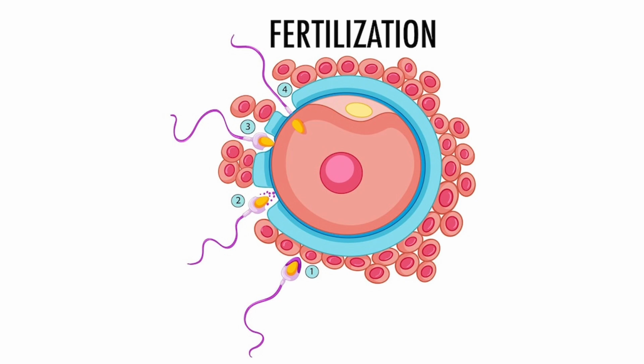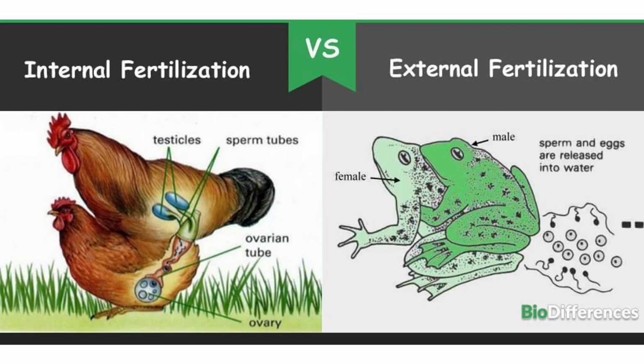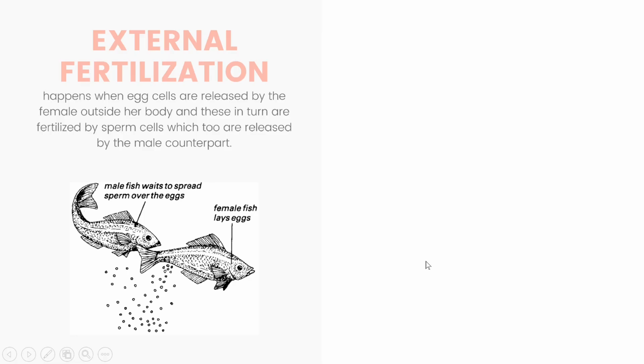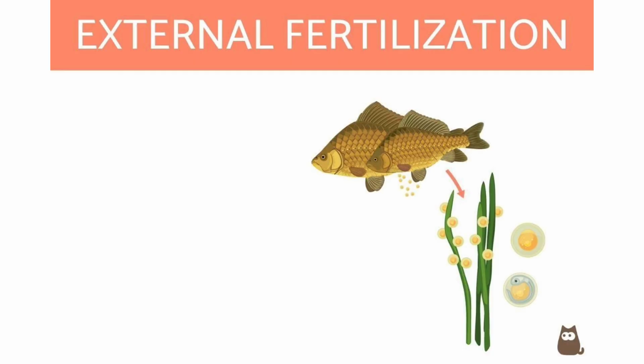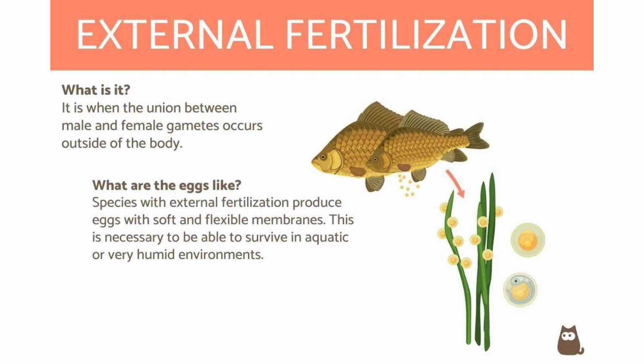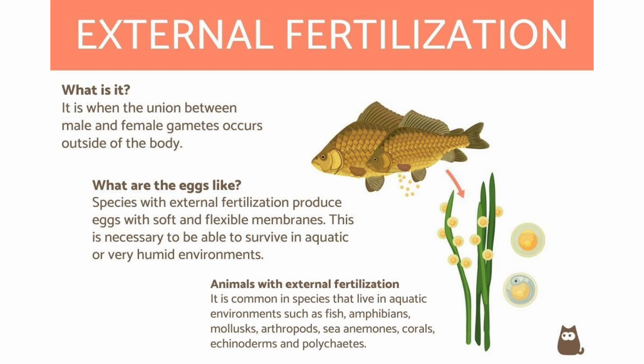So let's talk about fertilization. Now for fertilization, it's also very familiar, internal fertilization and external fertilization. So for external fertilization, the egg cells are released by the female outside of the body. So fertilization happens outside, while later we will look at the internal. So here are some examples of that. So the egg cells, the zygote will be found floating around, for example, like this in the aquatic region near plants.